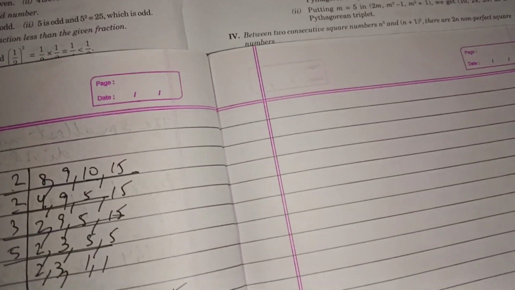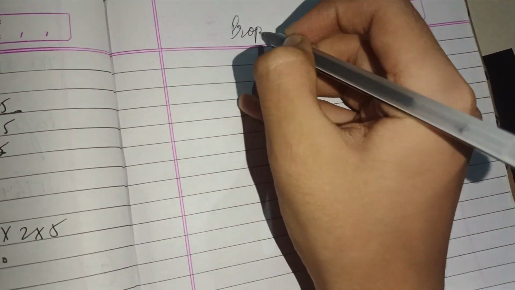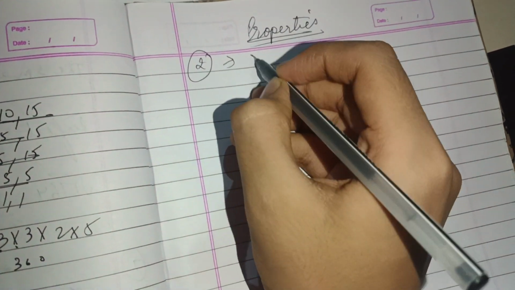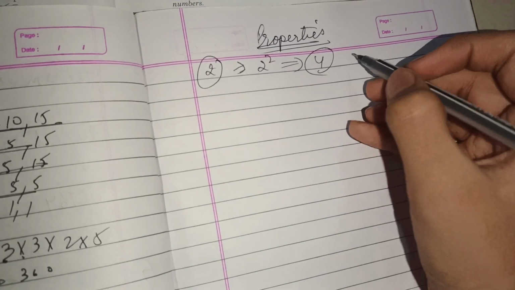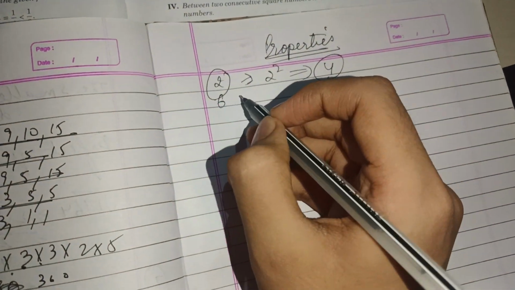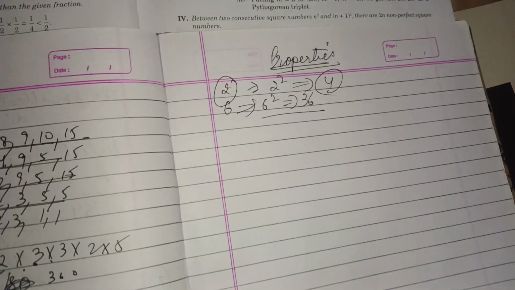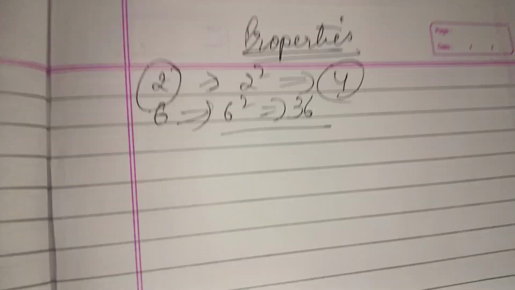As we know, suppose we are taking an even number 2, the square of 2 will always be an even number, that is 4. If we are taking 6 square, it will be 36, which is also an even number. So to be an even number, it must be divisible by 2.